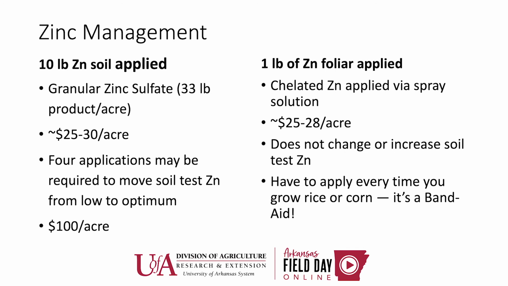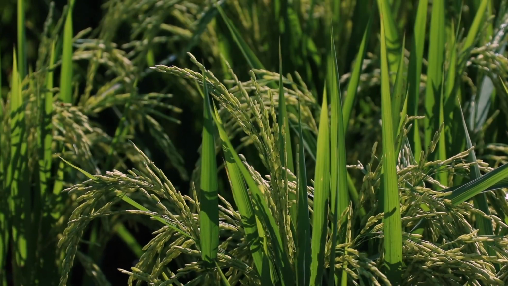application of 10 pounds of actual zinc as something such as zinc sulfate, because what that's going to do is after 3 to 4 years of using that 10 pounds of actual zinc applied pre-plant, you're going to build that soil test zinc level. And building that soil test zinc level is one of the true ways of thinking of putting money in the bank to use later down the road.